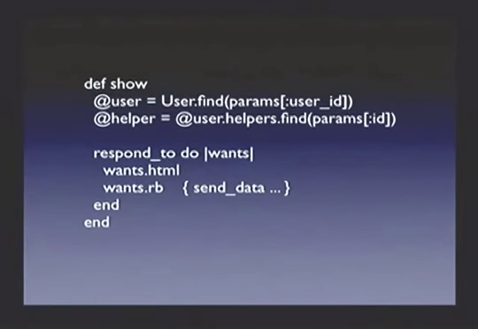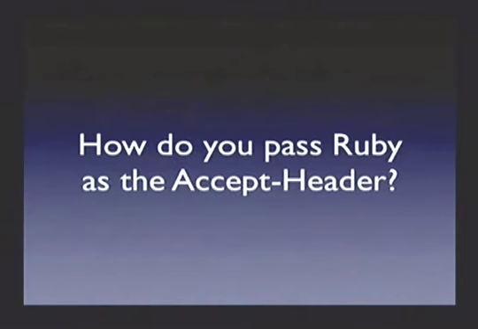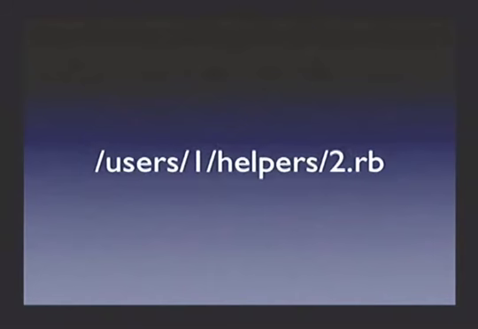So here we use respond_to with the Ruby format, once.rb, and then we send our data back. So how do we pass the Ruby as the Accept header? Well, you can just do it in the URI. File extensions are back. .rb means that we want to use the Ruby format.